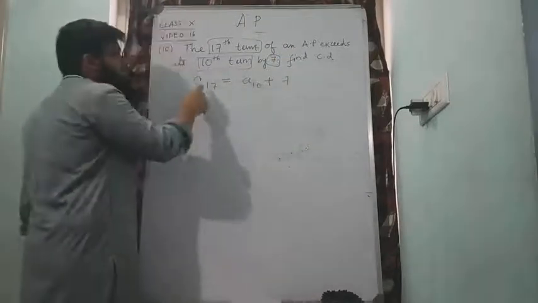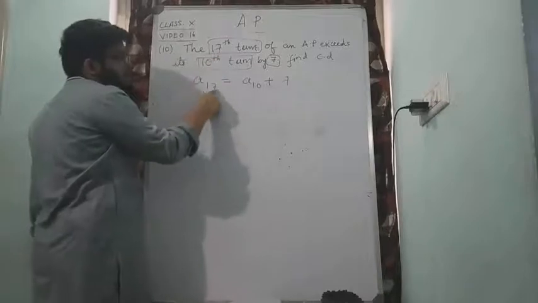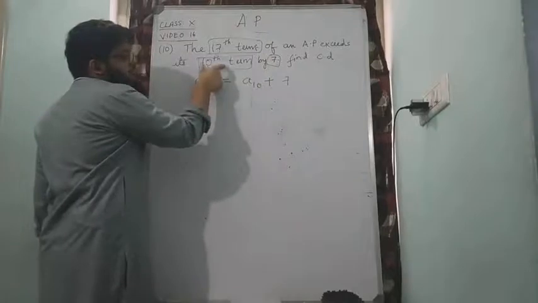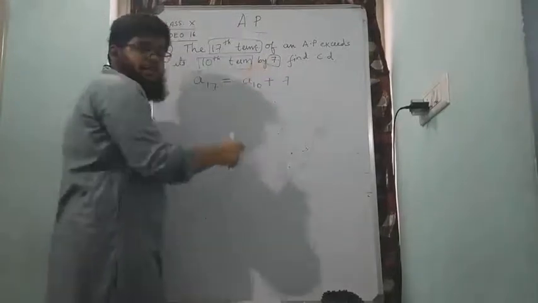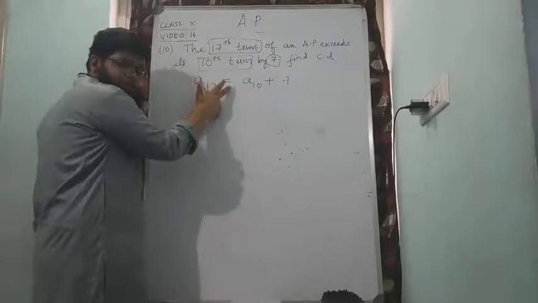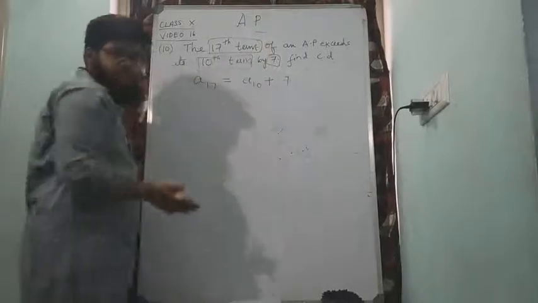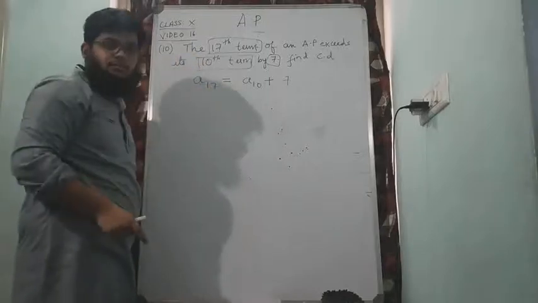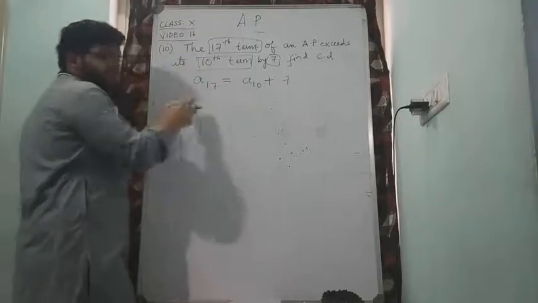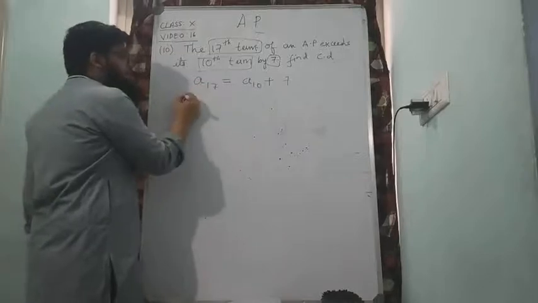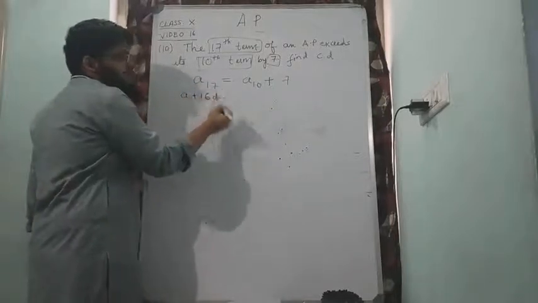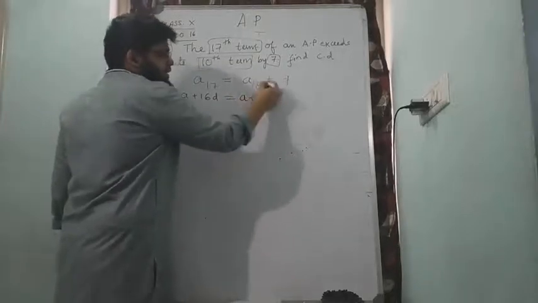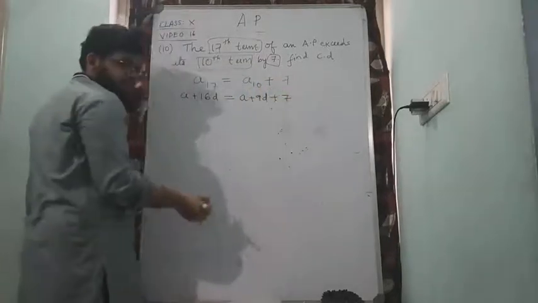Now come back to the question. 17th term means A17 is equal to; exceeds means plus. Exceeds which term? The 10th term. By how much? By 7. That means the 17th term will be equal to the 10th term plus 7. Okay. I hope you have understood how we converted this statement into equation form. Now let us write down the general forms. A17 means a plus 16d is equal to A10 means a plus 9d. Then I have plus 7 as it is.